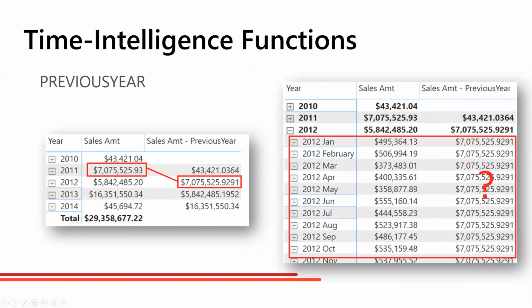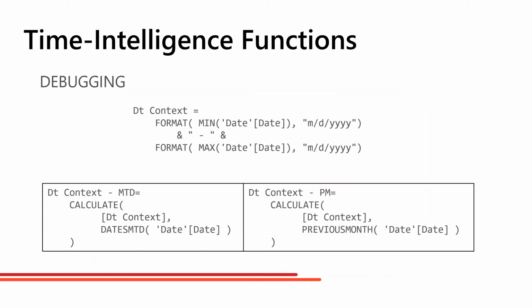We've got previous year issues. So if we go to the month level, we have repeating values. And then previous month, but again, we have problems at the different levels of our hierarchy. And then we look at the date debugging approach. And this is, again, super helpful because all we have to do is swap in our time intelligence function, and it gives us a range of dates that are in context.